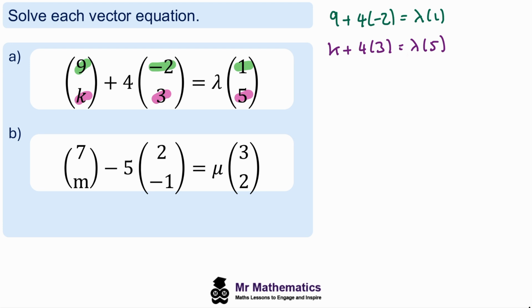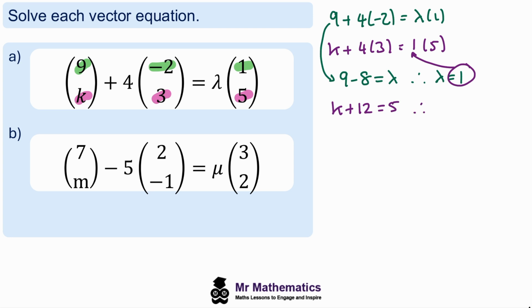But what we can do is we can solve the top equation. So we can work out lambda from the horizontal components and then put this value of lambda into here. So if we just bring this down, we'll have 9 minus 8 must equal lambda. So therefore, lambda must equal 1. And now we can substitute this value of lambda into here. And that'll just be 1. So we'll have k plus the 12 must equal 5. And therefore, k must equal -7.